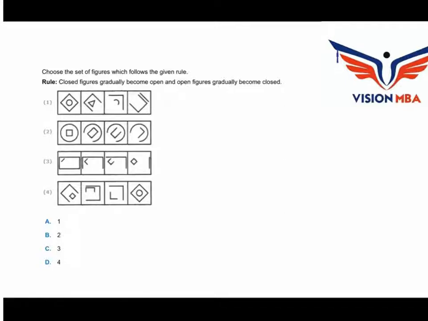Now here guys, the answer is option C. This is the right answer. Now why is that so? Let's check. In the first, if you can see, the closed figures are opening, but then of course the circle is becoming a triangle and then something else is happening. So this is not the right answer. And of course, the closed figures are not similar.